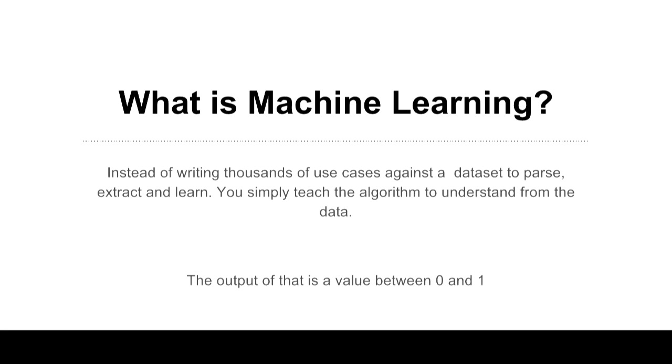So let's say you want to learn what machine learning is. Instead of writing thousands of switch cases or if-elses to be able to comprehend the data you are trying to parse or collect from your user, you simply say to your algorithm: based on a selection of criteria, I will try to understand what my user is trying to say or input, and then I will give you a nice score based on the distance, right, from 0 to 1.